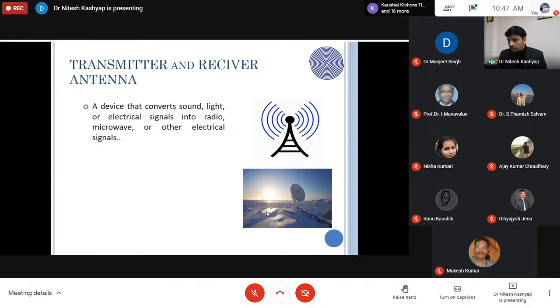Here, what does the transmitter stand for? A device that converts sound, light, and electrical signals into radio, microwave, or other electrical signals towards the receiver. And what does the receiver stand for? A real antenna is receiving electromagnetic waves and converting them into electrical energy, basically.